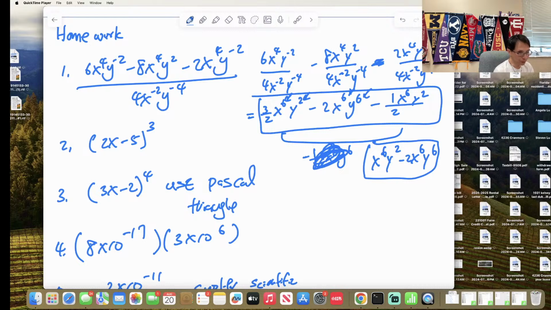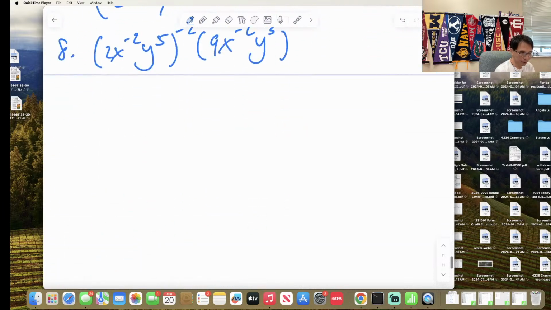Okay, Pascal triangle. 3x minus 2 to the fourth power. So 3x minus 2 to the fourth power. Now write down Pascal triangle.